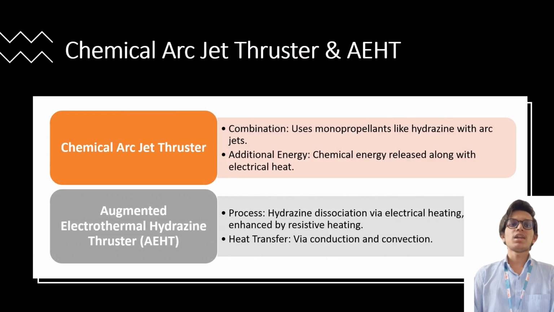So the chemical arc jet thruster combines monopropellant like hydrazine with arc jet, releasing the additional chemical energy. The augmented electrothermal hydrazine thruster enhances hydrazine dissociation through electrical and resistive heating, utilizing conduction and convection for heat transfer.